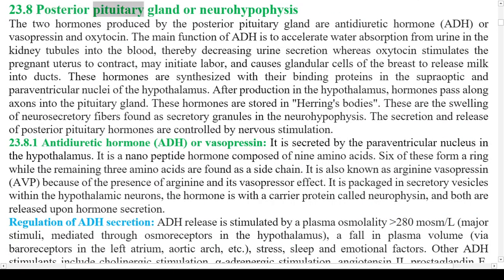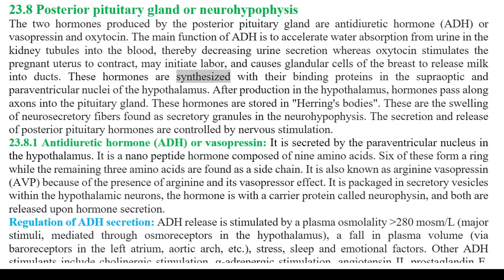23.8 Posterior Pituitary Gland or Neurohypophysis. The two hormones produced by the posterior pituitary gland are antidiuretic hormone, ADH, or vasopressin, and oxytocin. The main function of ADH is to accelerate water absorption from urine in the kidney tubules into the blood, thereby decreasing urine secretion, whereas oxytocin stimulates the pregnant uterus to contract, may initiate labor, and causes glandular cells of the breast to release milk into ducts.